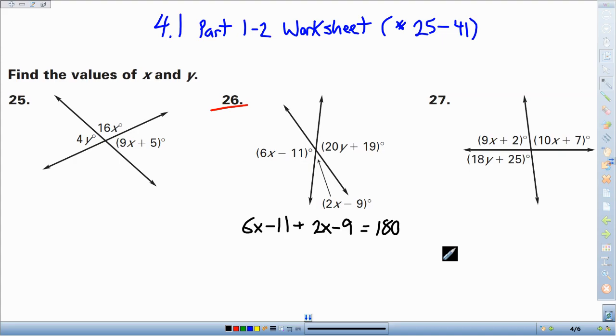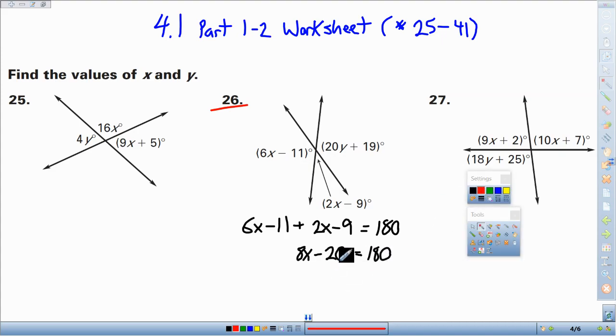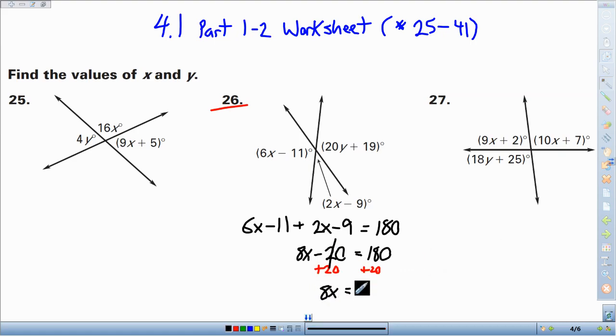We can figure out what x equals, right? So let's go ahead and do it. The 6x and 2x are already on the same side of the equal sign, so we can just go ahead and combine them. We'll get 8x. Negative 11 and negative 9 combine to get negative 20. Be careful on that. Then equals 180. So from here, we can now solve for x. Looks like we have to get rid of this minus 20 first by adding 20. So we've got 8x equals 200, and then we can divide both sides by 8.